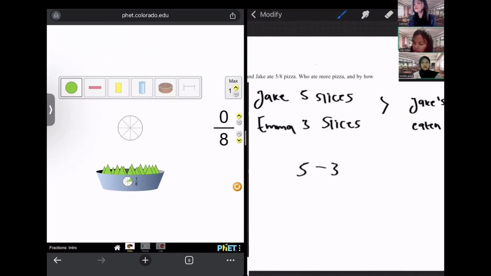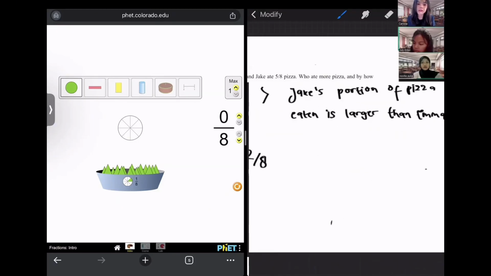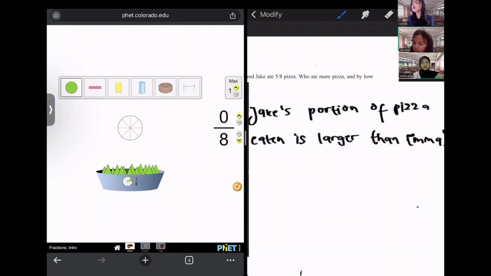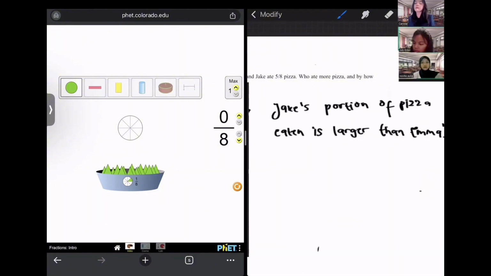All right, so here we have Jake's portion is larger than Emma's. Can anyone tell me why? Why is Jake's portion larger than Emma's? We see that Jake ate 5, so how many more did he eat? 2 more slices. Yes, that's correct. So Jake's portion is larger than Emma's because he ate 2 more slices than Emma.